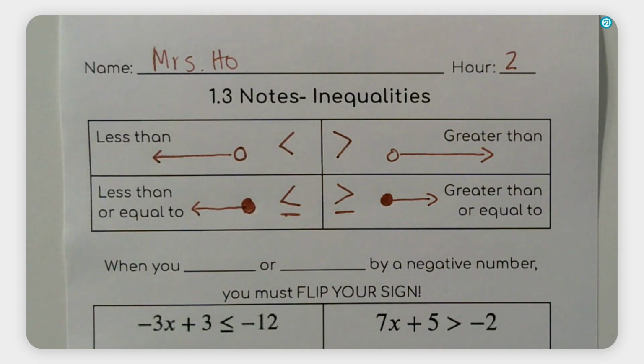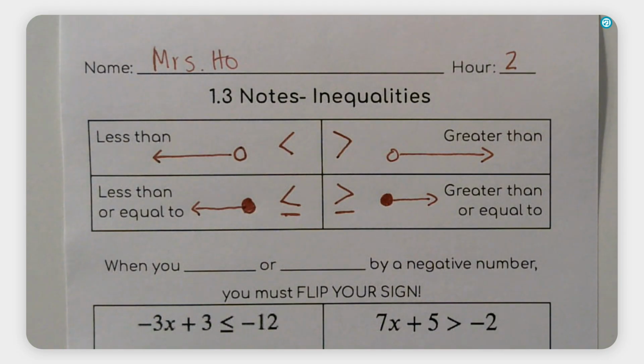So if it was a less than sign, it becomes a greater than. If it was greater, it becomes less. The same thing, if it's less than or equal to, it becomes greater than or equal to, and greater than or equal to becomes less than or equal to. So that only has to happen if you multiply or divide by a negative number. So that is one extra rule that exists for solving inequalities, is when you multiply or divide by a negative.